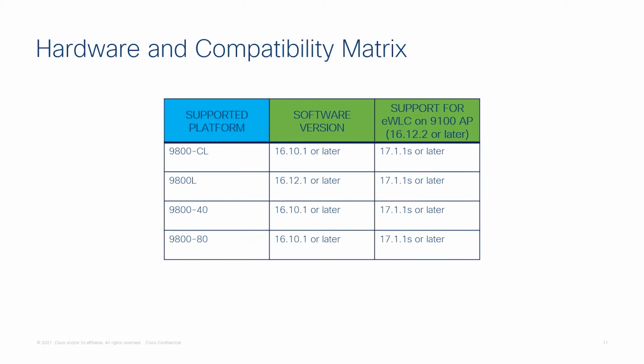The hardware and software version support of the Umbrella integration is as follows. Within the Catalyst 9800 wireless LAN controller family, the following platforms are supported: the 9800-CL, 9800-L, 9840, and the 9880. Each of the platforms support Umbrella with an IOS XE version of 16.10.1 or later versions. With the embedded wireless LAN controller on the 9100 AP, the IOS XE version that supports Umbrella integration on each platform includes 17.1.1s or later versions.